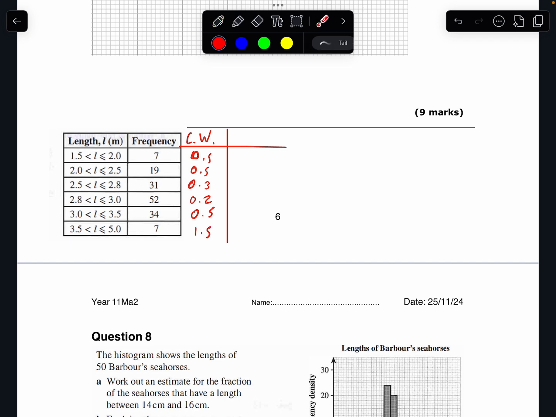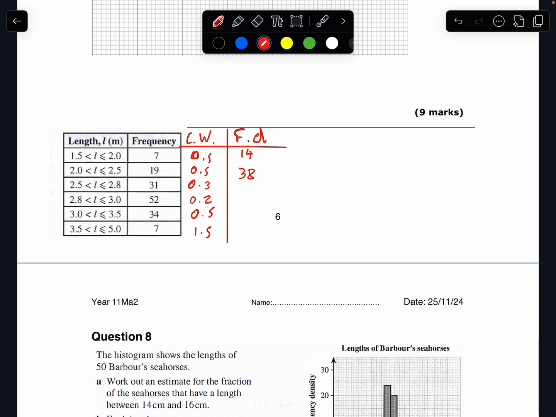Okay, so once again, the distance between these two, for example, is 1.5. The distance between these two is 0.2. Now I work out the frequency density. The way I work out the frequency density is I do frequency divided by class width. So I'm going to do 7 divided by 0.5. That is 14. This is a calculator paper. No one should get this wrong.